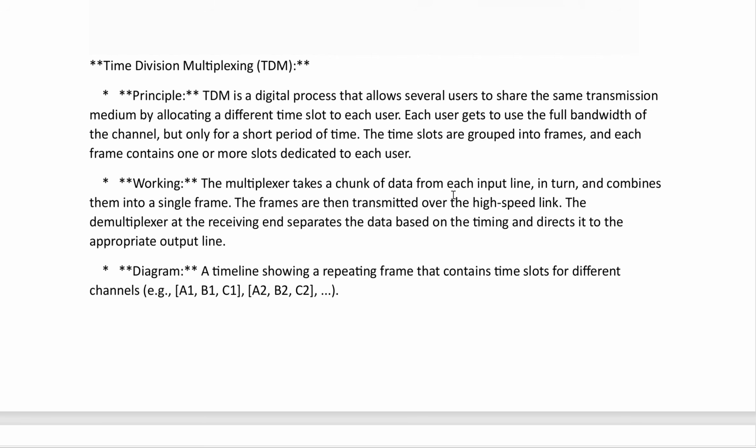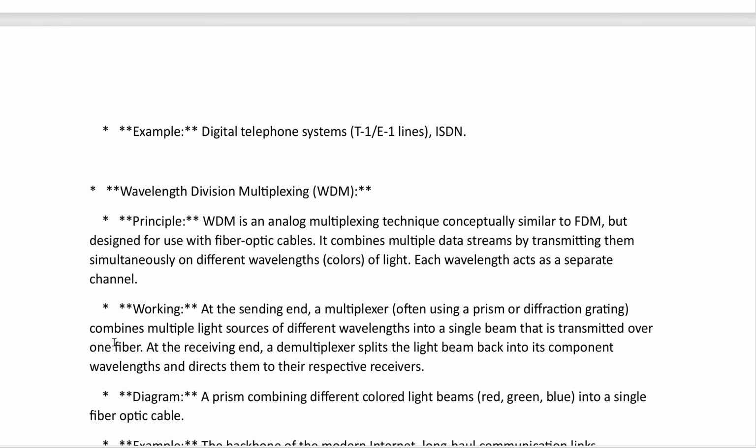Working of the TDM. The multiplexer takes a chunk of data from each input line in turn, combines them into a single frame. The frames are then transmitted over the high-speed link. The demultiplexer at the receiving end separates the data based on the timing and directs it to the appropriate output line. The diagram I already drew. An example of TDM is digital telephone systems, that is T1 lines or ISDN, integrated services digital network. This is an example.